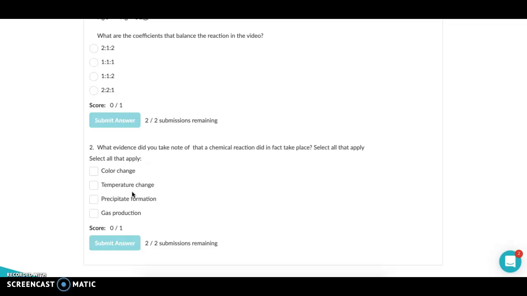At the end of this lab, you should know how we know a chemical reaction has occurred. What observations do we make to see a reaction?